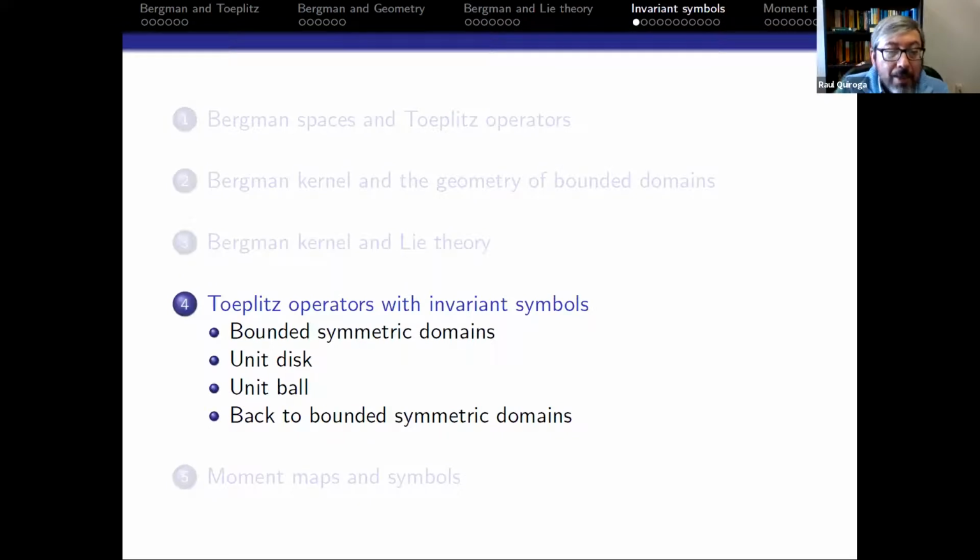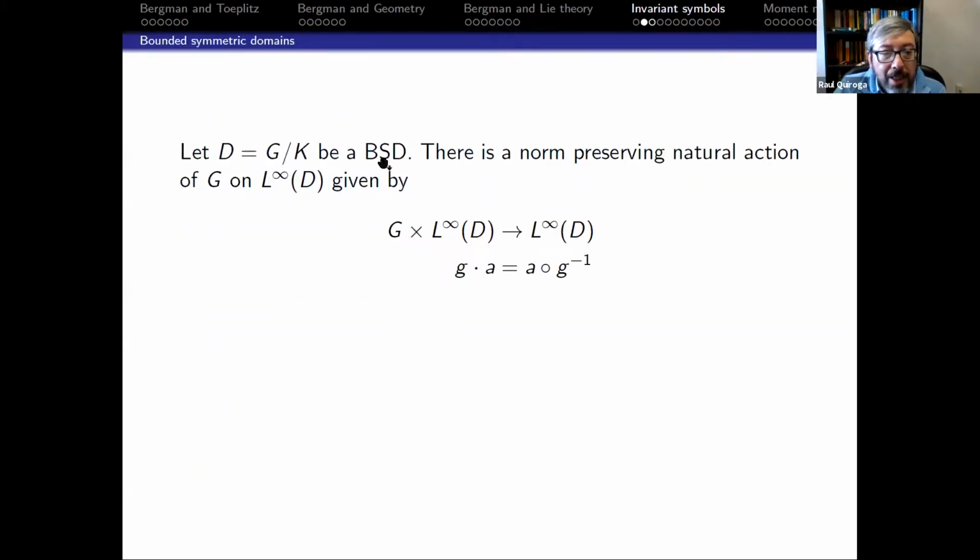And now, finally, before all this theory, geometry and representation theory, some applications on why this is useful to study Toeplitz operators. So let's take a bounded symmetric domain. There is a natural action of G on essentially bounded symbols, just by precomposing. You don't need any Jacobian or anything like that here because it's just the supremum norm.